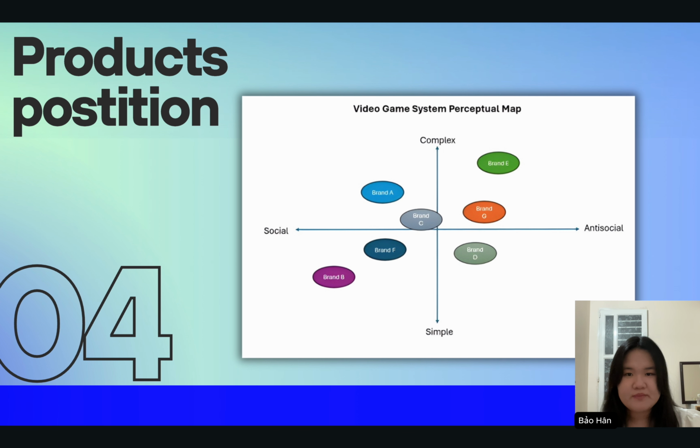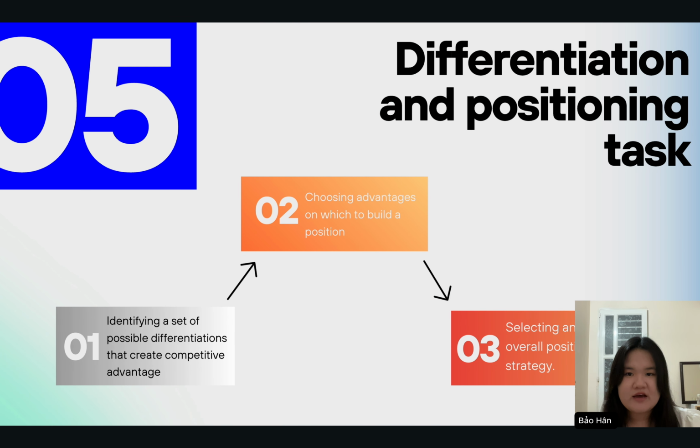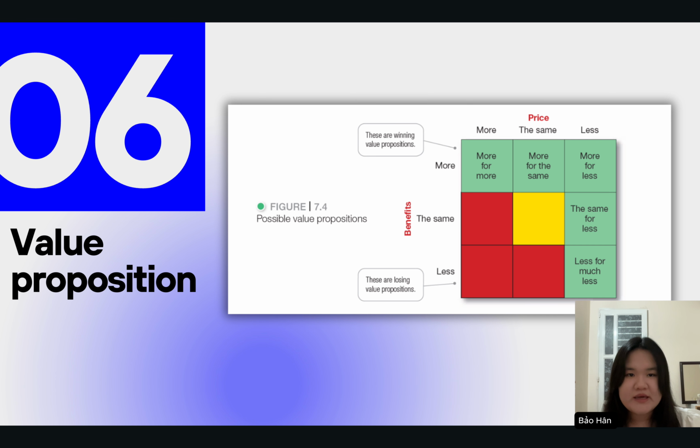The differentiation and positioning task consists of three steps: identifying a set of possible differentiations that create competitive advantage, choosing the advantage on which to build a position, and selecting an overall positioning strategy. The full positioning of the brand is called its value proposition, the full mix of benefits on which the brand is positioned. In general, companies can choose from one of five winning value propositions on which to position their products.